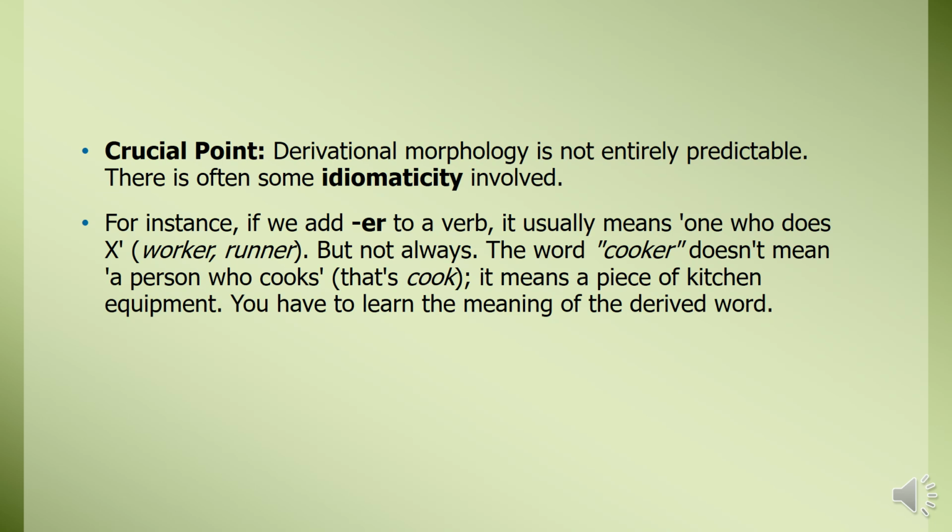I mean, the one who does X: the worker, the person who works, the runner, the person who runs. But you cannot say the same about cooker, as a person who cooks, because there is no person that is a cooker. It is a cook. So for that reason, you have to be careful in the application of some morphemes or some suffixes to have the same effect as other suffixes.